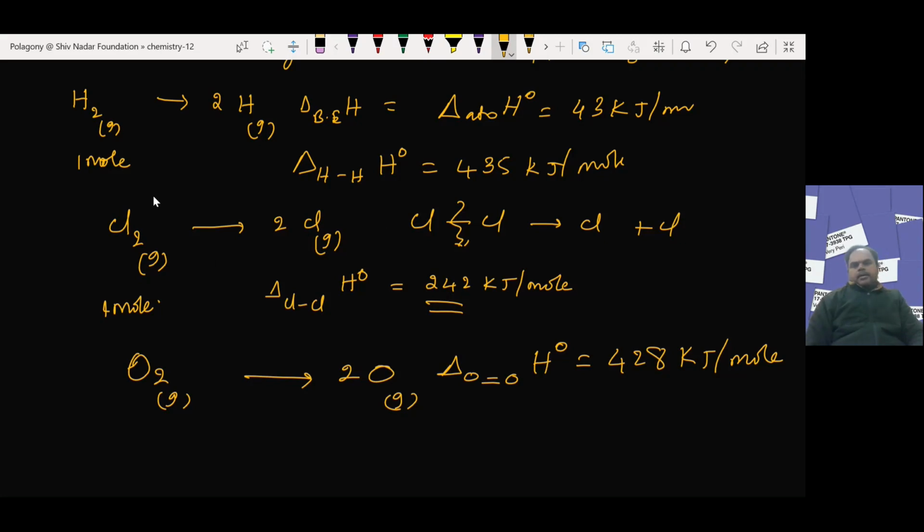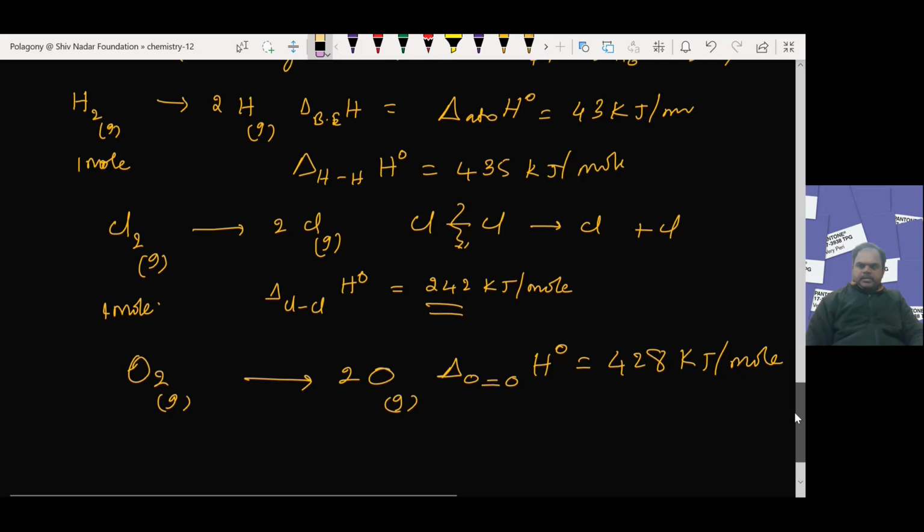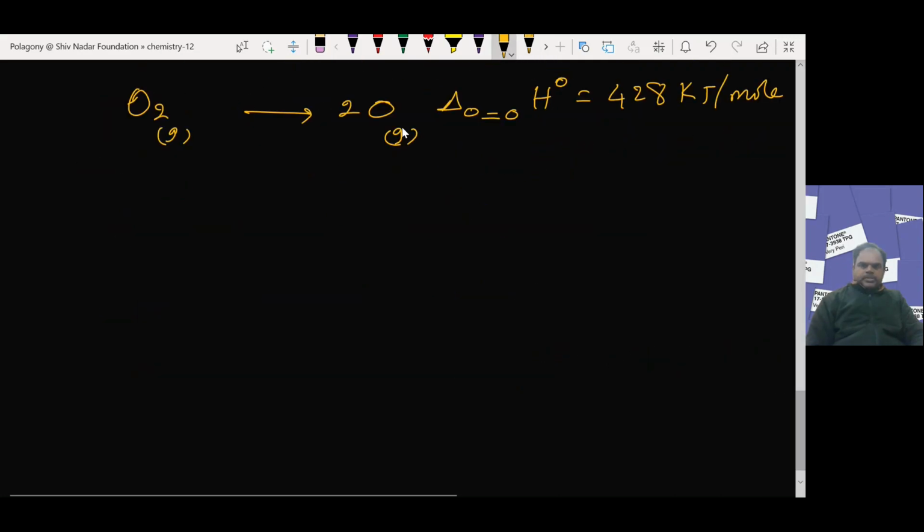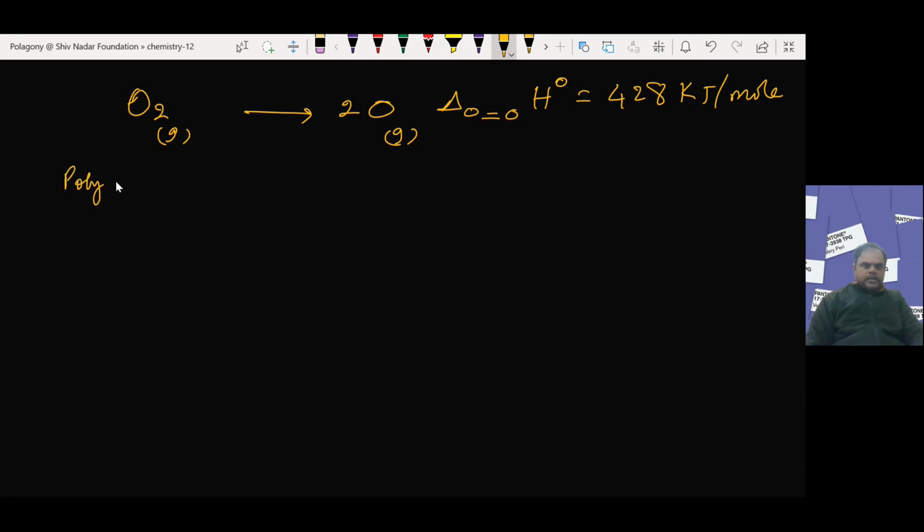So the bond dissociation enthalpy depends upon the nature of the bond and the size of the atoms also. It depends. So let us discuss bond dissociation enthalpy in polyatomic molecules.